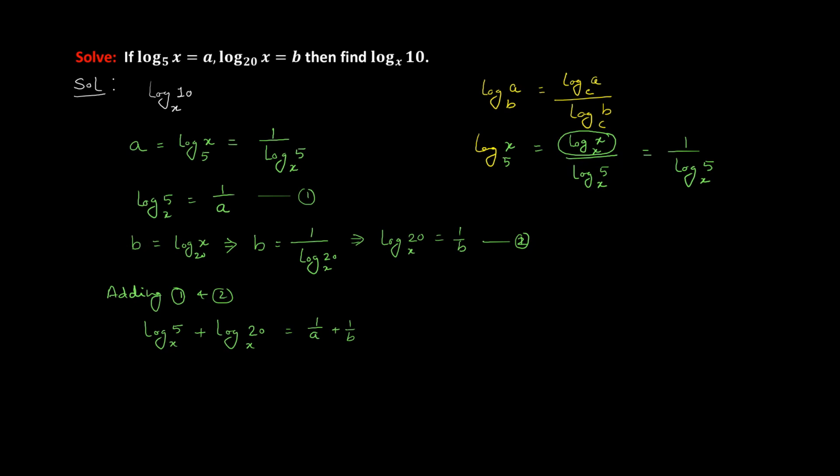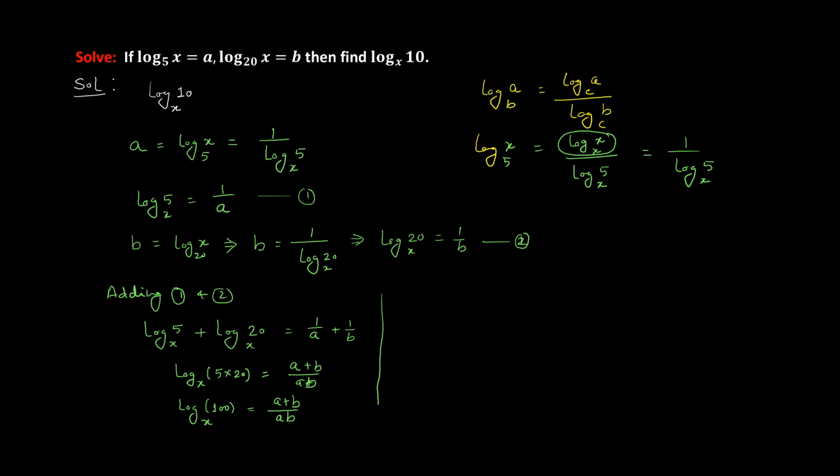Here we can also write it as, since it is log m plus log n, we can write it as log mn. So we can say 5 into 20, and we will get (a plus b) divided by ab. So here we will get log 100 to the base x is equal to (a plus b) divided by ab.